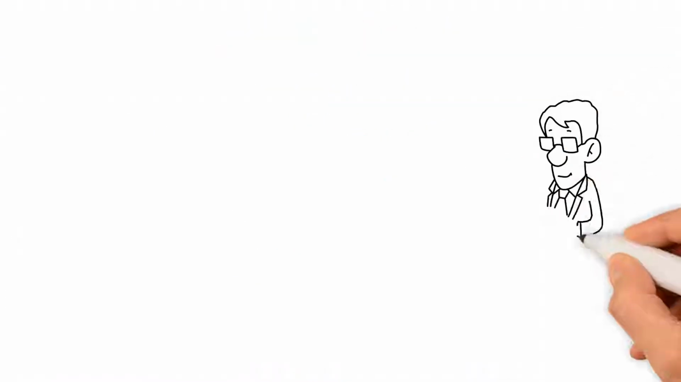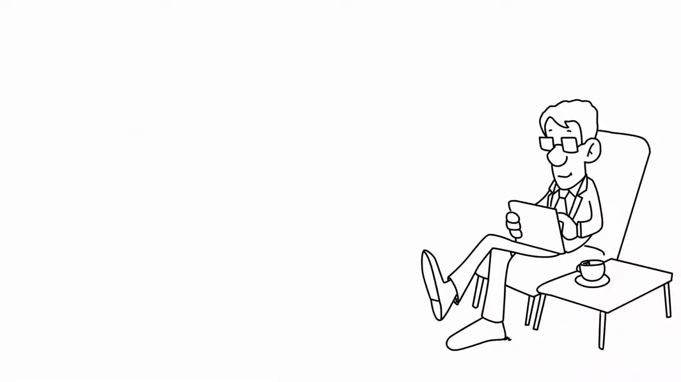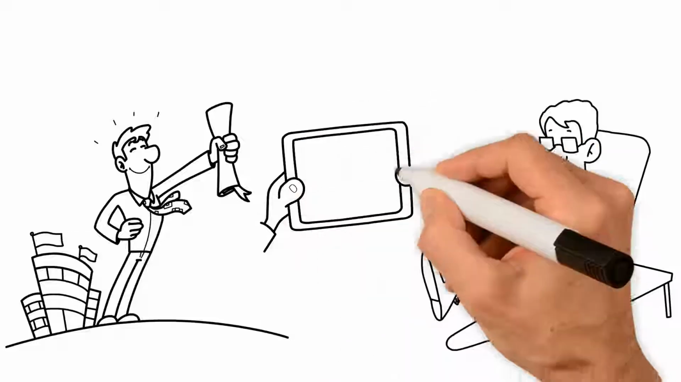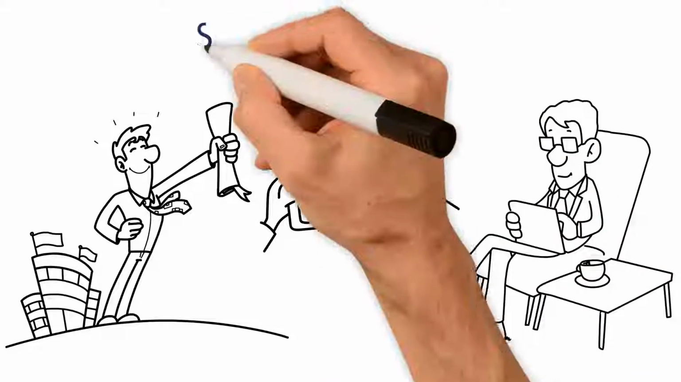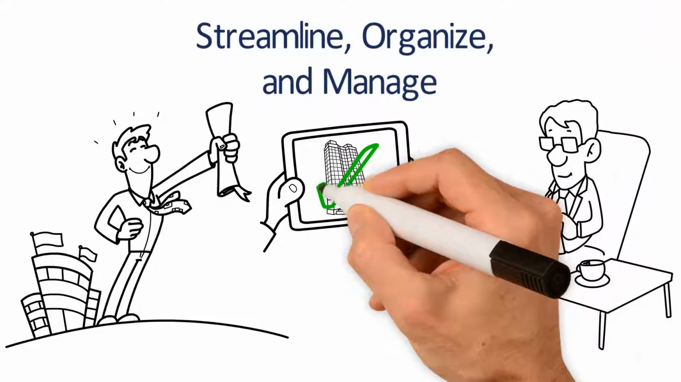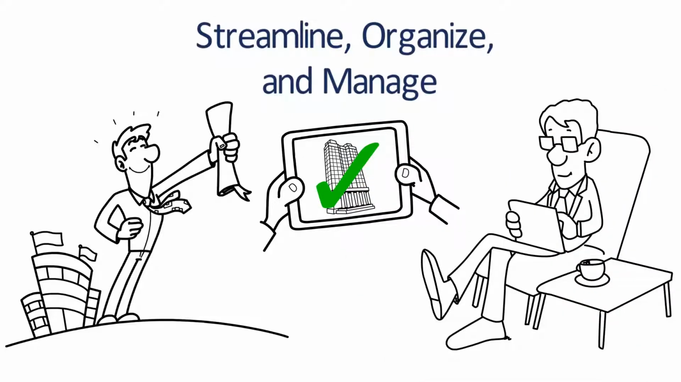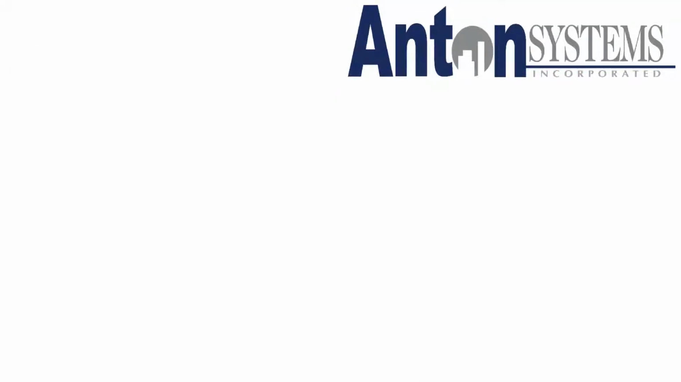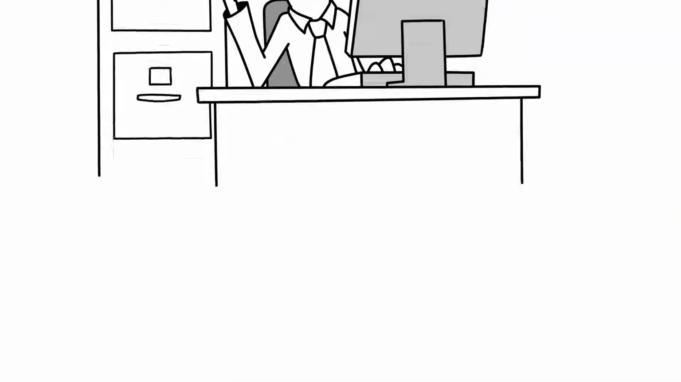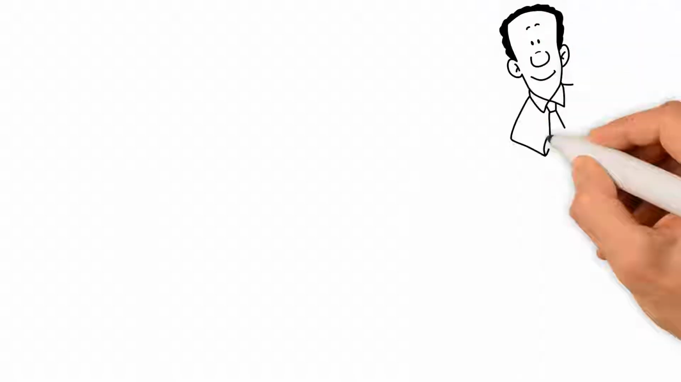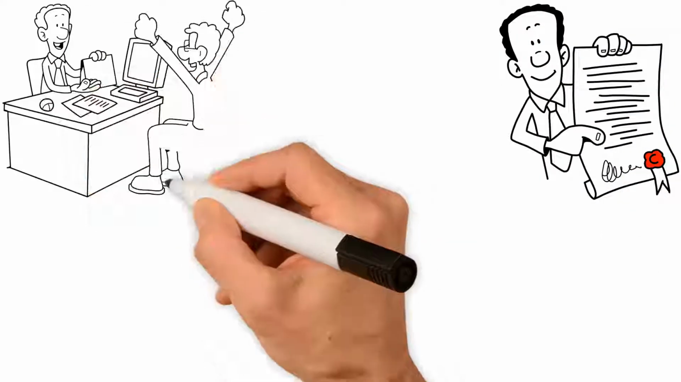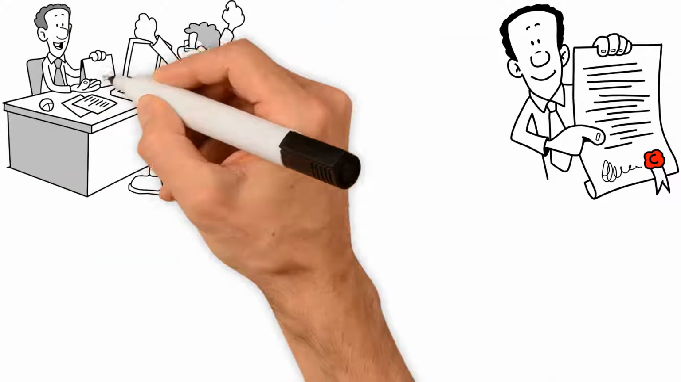So, maybe you came to Anton for what we offer, the industry's leading real estate software. With our property management and accounting software solutions, you can streamline, organize, and manage all your properties in a single integrated system. But when it comes to why you'll stay with Anton, we think it's who we are that makes all the difference. With more than 25 years of experience providing solutions for the real estate industry, we offer our customers an unmatched level of expertise.